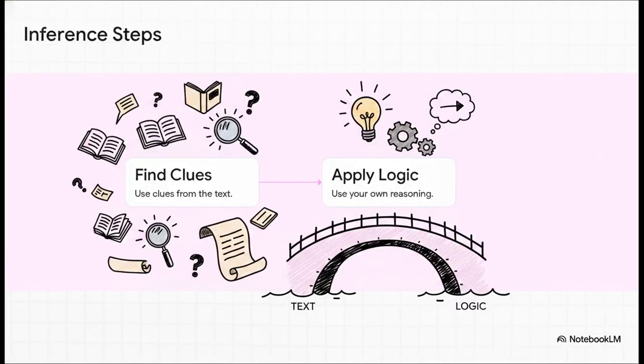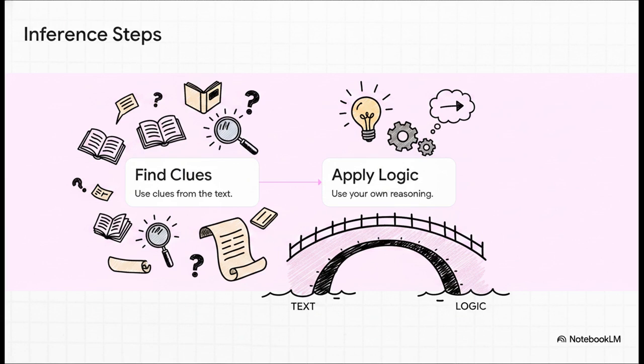Okay, so how exactly do we do that without just blindly guessing? We break it down into a foolproof two-step formula. Step 1, find clues from the text. You absolutely must start with specific textual evidence. You never ever start with what you personally think about the topic. Then, Step 2, apply your own reasoning. You take that concrete clue from the text and combine it with basic logic to reach a conclusion.